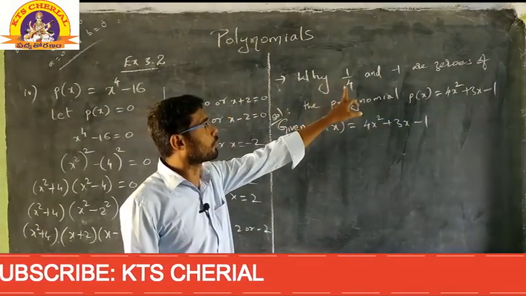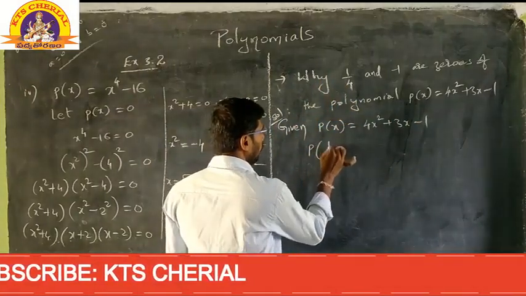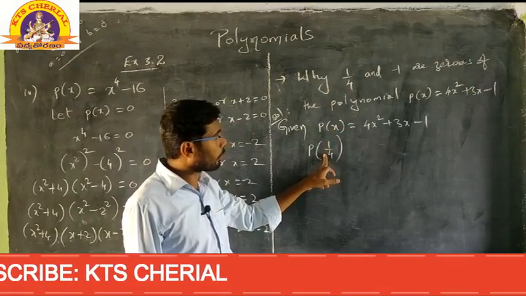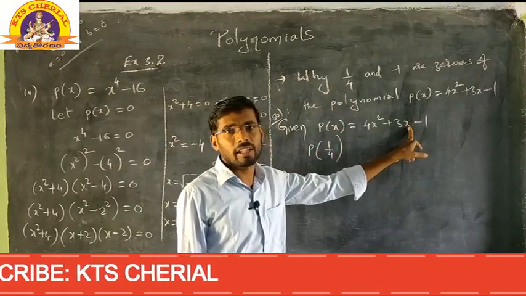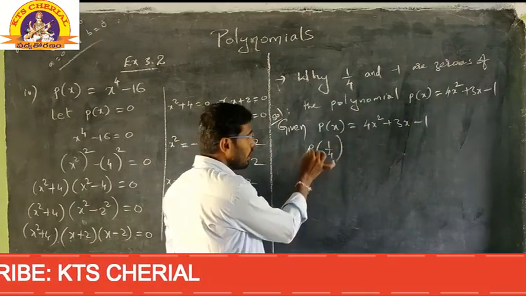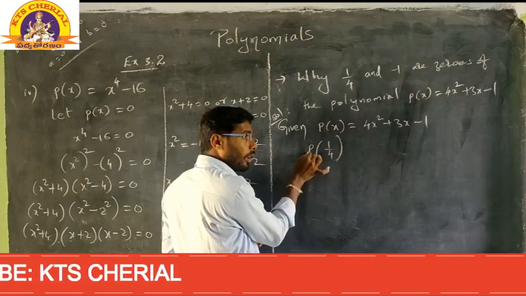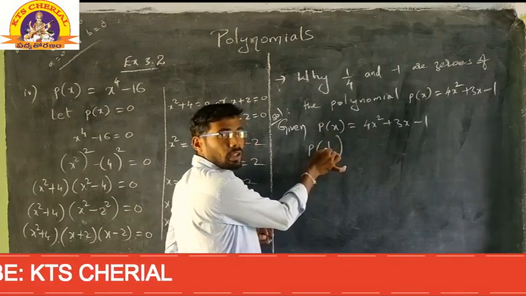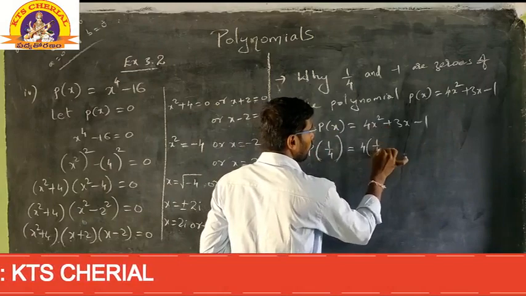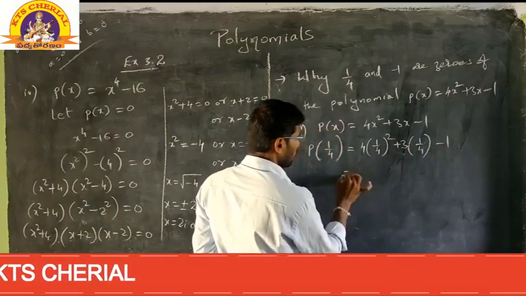Now first how much do you have to substitute? 1 by 4. The first value is 1 by 4. You will substitute x equals to 1 by 4, p of 1 by 4. If you observe properly, in x place I am writing 1 by 4, which means in this polynomial wherever x is there you have to write 1 by 4. Always in any problem, if you get p of 1 by 4, this is a polynomial in variable x, so wherever x comes you write 1 by 4, which equals to 4 into 1 by 4 whole square plus 3 into 1 by 4 minus 1.